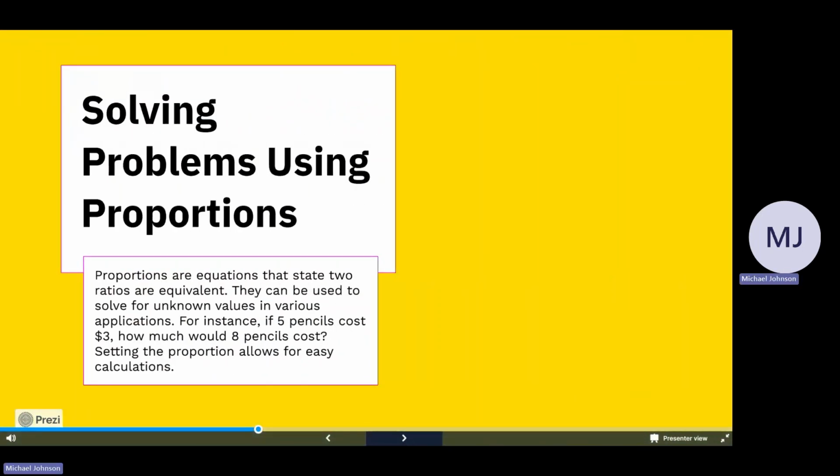Proportions are equations that state two ratios are equivalent. They can be used to solve for unknown values in various applications. For instance, if 5 pencils cost $3, how much would 8 pencils cost? Setting the proportion allows for easy calculations.